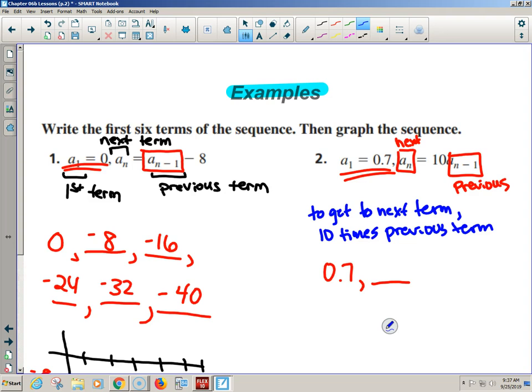Wait, who was the previous term? This guy. Yeah. So the previous term is 0.7. What's 0.7 times 10? Yeah. Now, some of you, that decimal just messed you up. Now it's easy because to get to the next term, take the previous and do what?